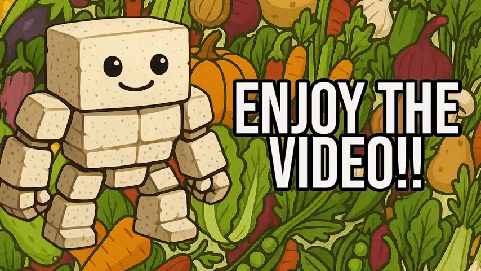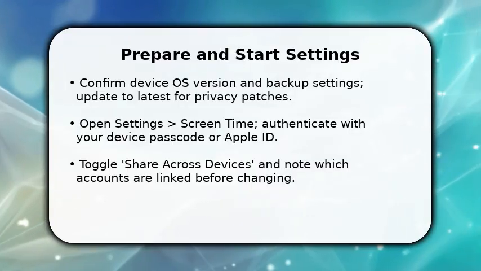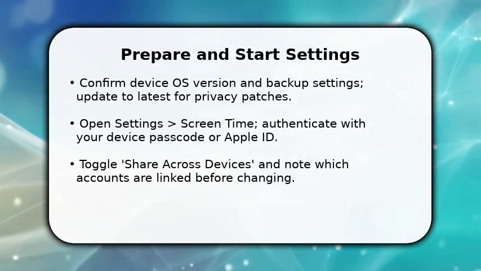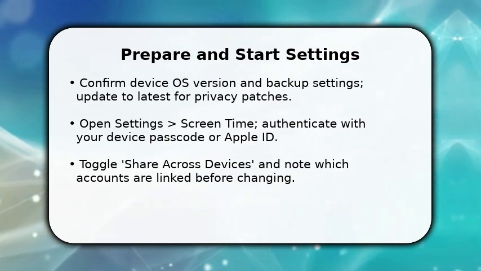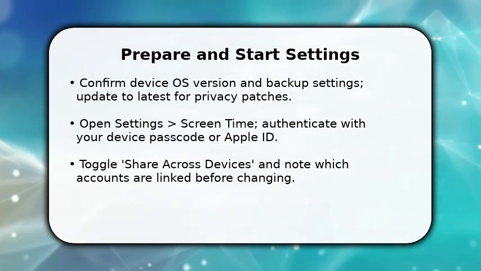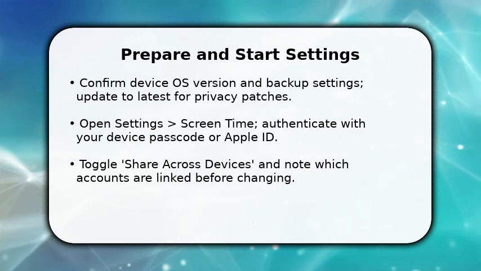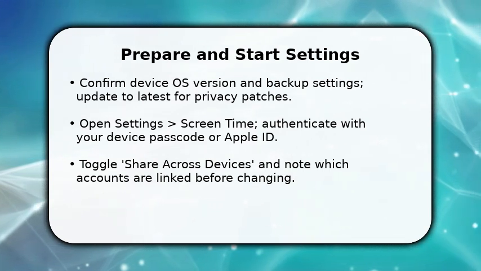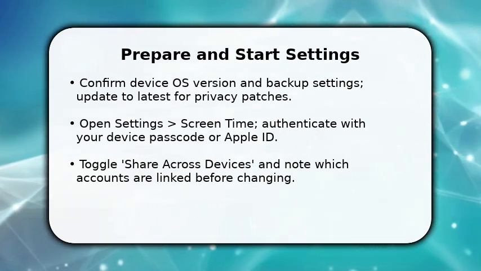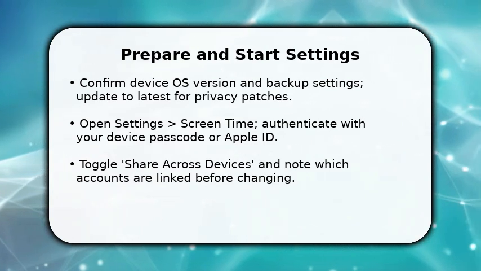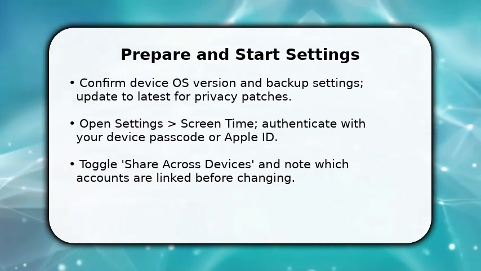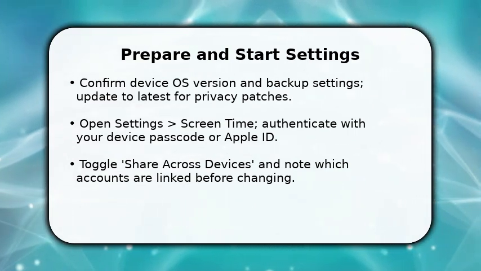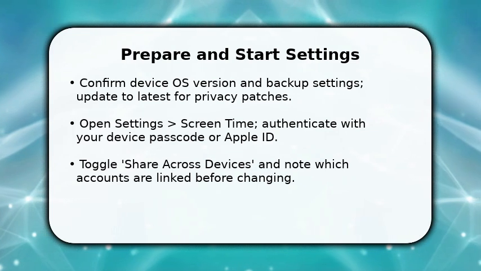Please enjoy the video. You start by preparing the device and getting straight into settings. Make sure your OS is current and you have a backup. This prevents surprises. Once in, open Screen Time and authenticate with your passcode or Apple ID so you can change reporting. You should check Share across devices now and see which accounts are linked. Disconnect any secondary devices you control. This step matters because removing cross-device sharing prevents activity from appearing on other family or synced devices.